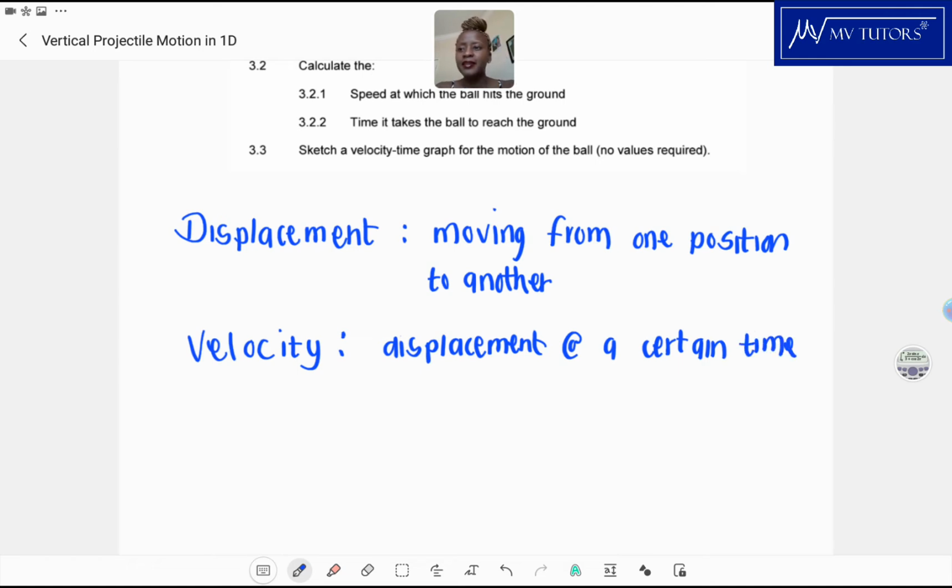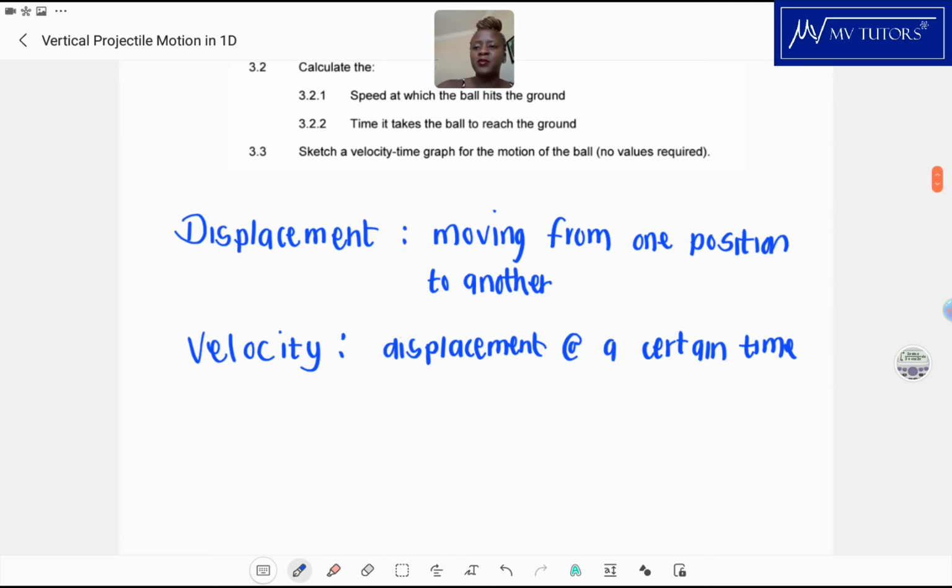With displacement, we normally measure that in meters, but with velocity we want to know how fast or how slow we're moving, so there's a time factor in it, and your unit would be meters per second.